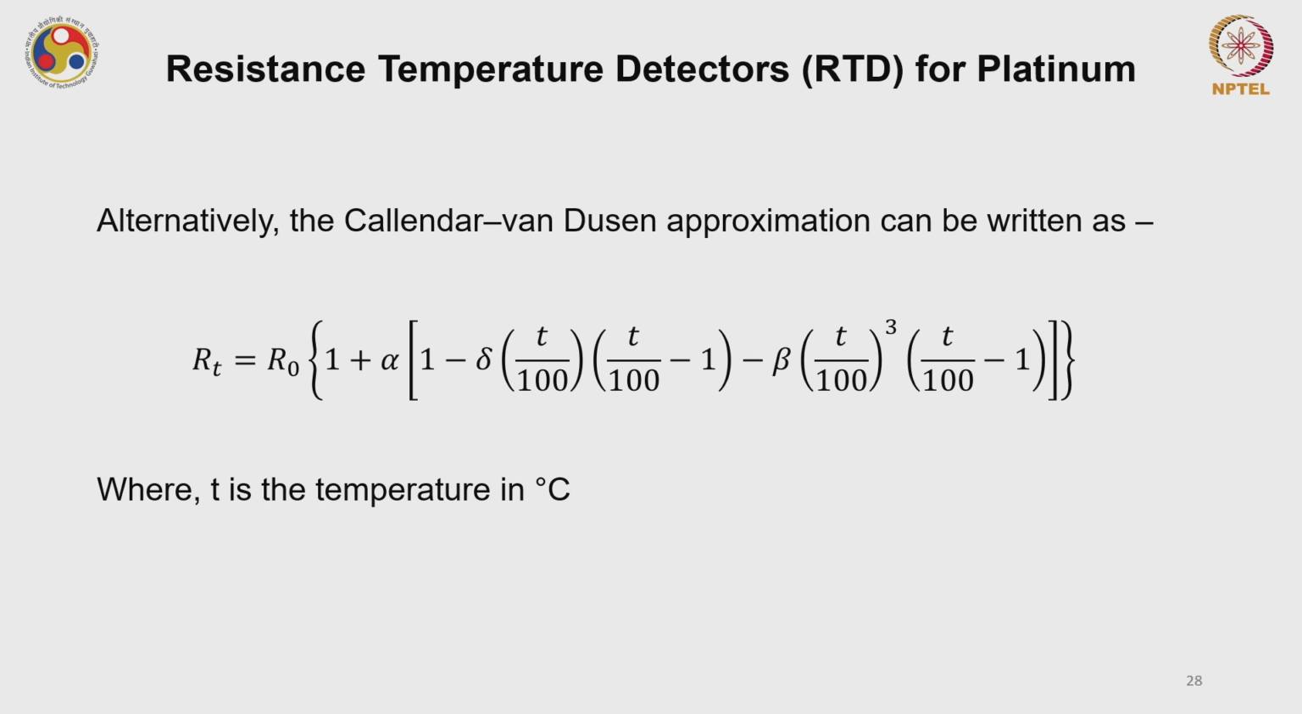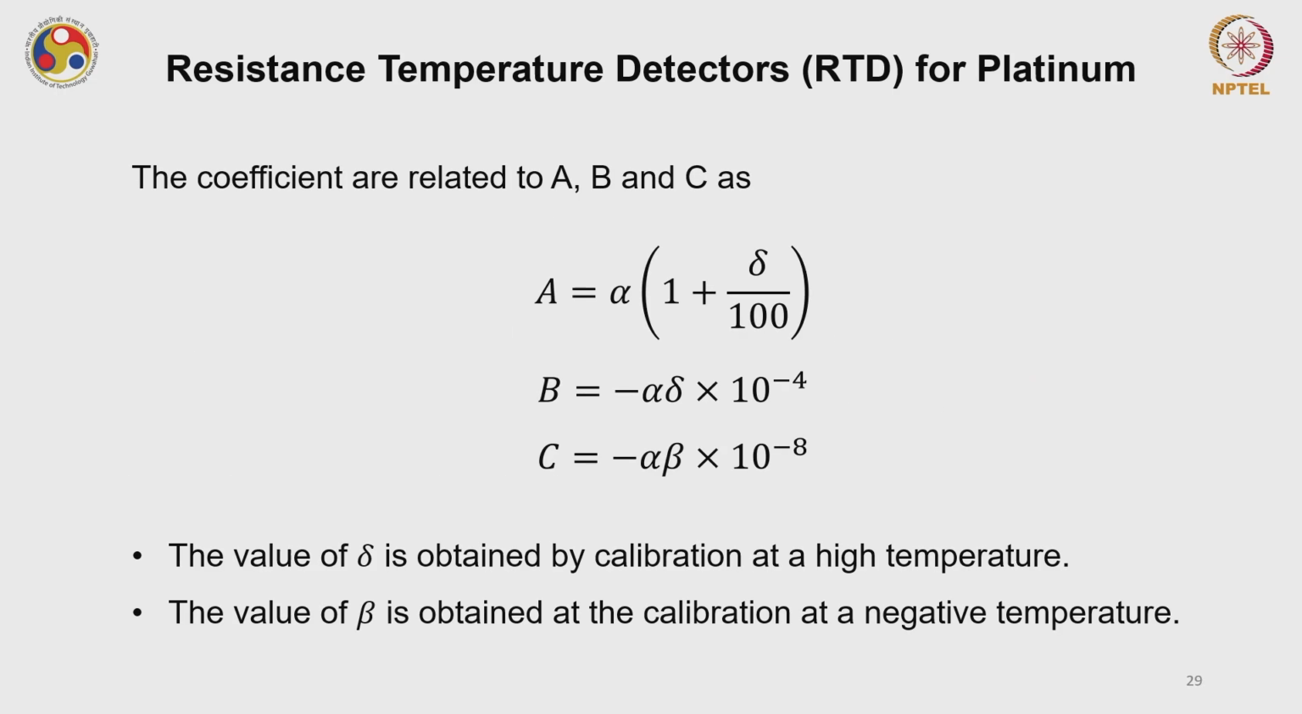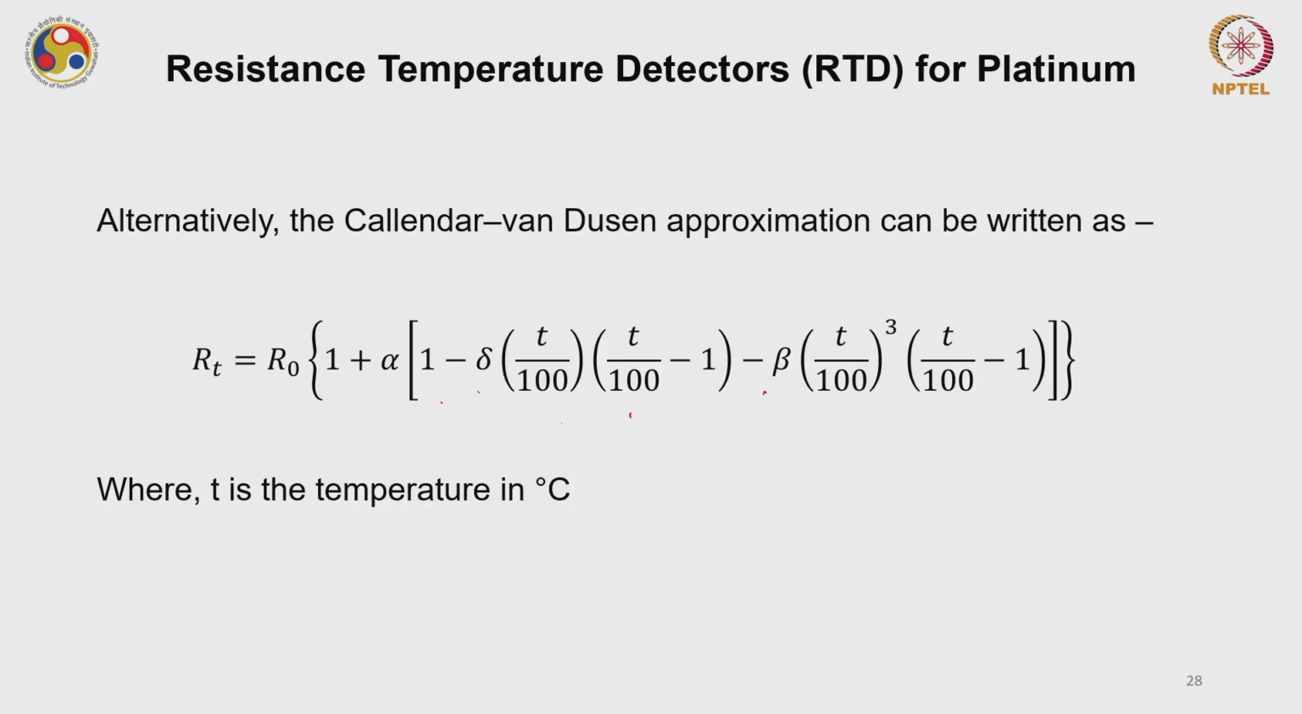There are other approximations also. For example, the Callendar-Van Dusen approximation, another version, can be written as RT is equal to R naught into 1 plus alpha into T minus delta into T by 100 into T by 100 minus 1 minus beta into T by 100 cube into T by 100 minus 1, where T is the temperature in degrees Celsius.